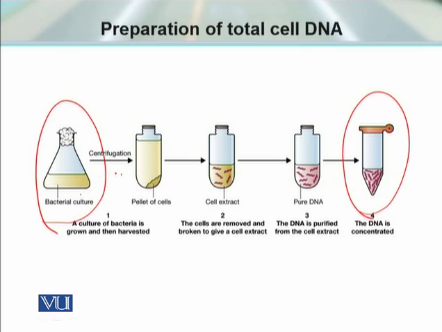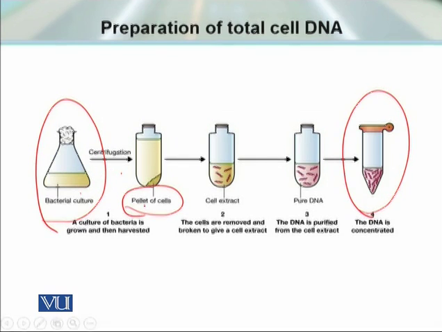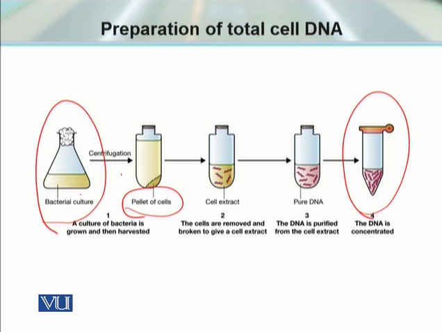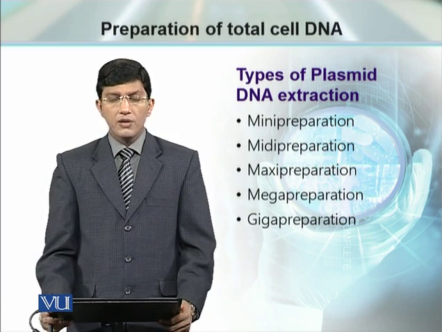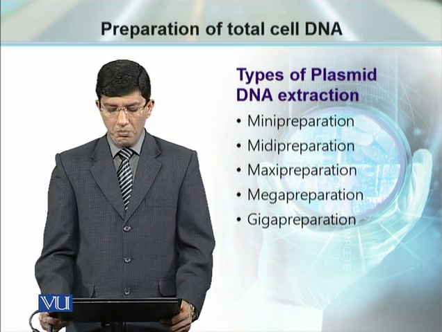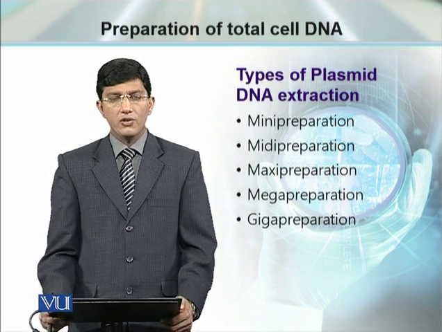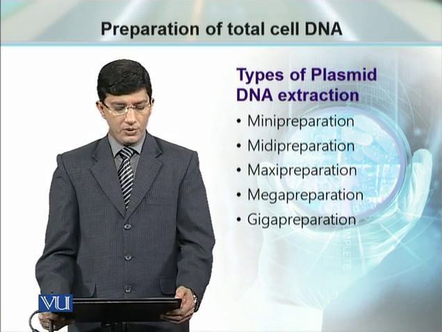The culture, centrifugation, then you can see the harvesting of the cells, which means all the cells are going to be settled down in the tube. The supernatant is discarded. The bacterial cells are processed further to destroy their cell walls. Cell extract is prepared and further processed for pure DNA separation. The plasmid DNA can be obtained by different methods which can be referred to as mini preparations, midi preparations, maxi preparations, mega preparation or giga preparation.